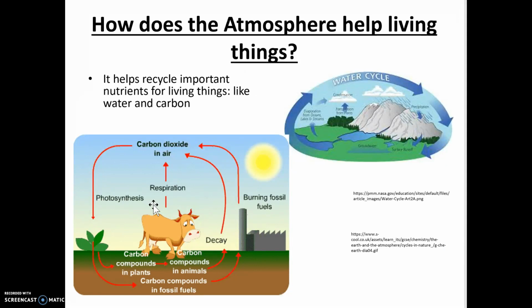How does the atmosphere help living things? Two of the most important nutrients for living things are water and carbon. The atmosphere helps recycle these really important nutrients for living things. For example, in this first diagram, you see the water cycle. We learned about the water cycle last week.